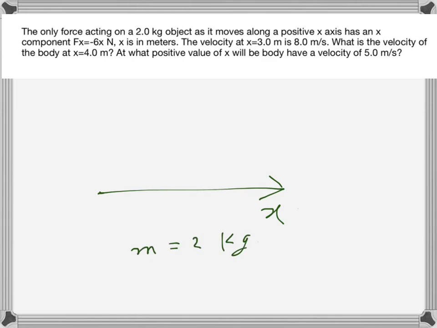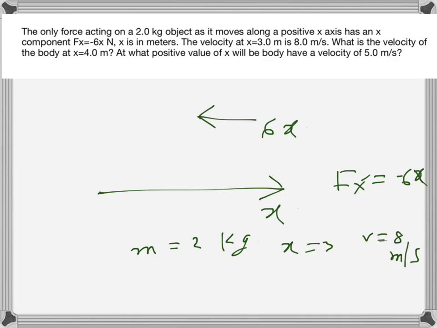And then it says that the force acting on it is minus 6x. So Fx is the x component, that's the only component for this force, and that is minus 6x. That means it is working in the opposite direction. We are also given that when x is equal to 3, the velocity is 8 meters per second.